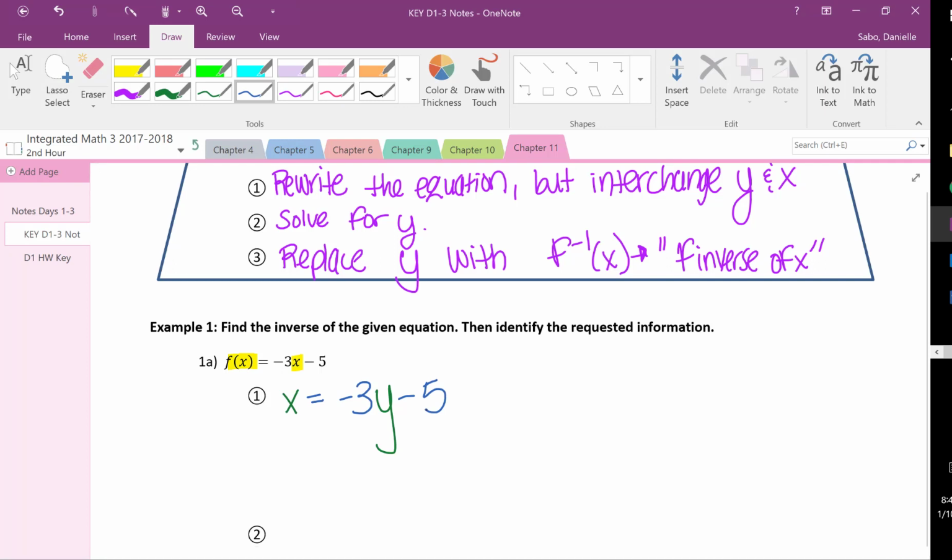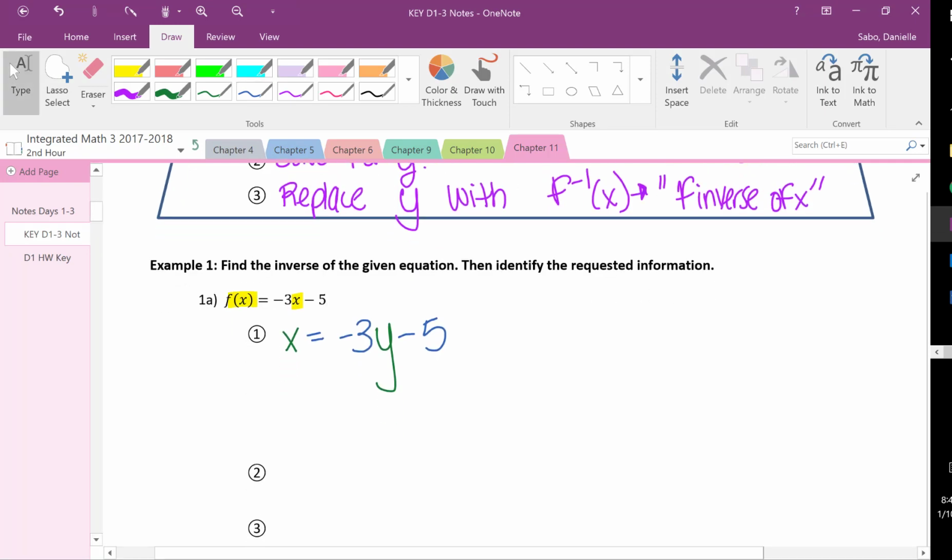Now again, a lot of people for some reason now want to solve for x because that's just what you're used to doing, but we're not. We're solving for y. Okay, that's step 2, but we gave you space so that you can do it. What do I have to do to both sides first in order to solve for y? Add 5 to both sides of the equation. That disappears. I now have x plus 5 equals negative 3y.